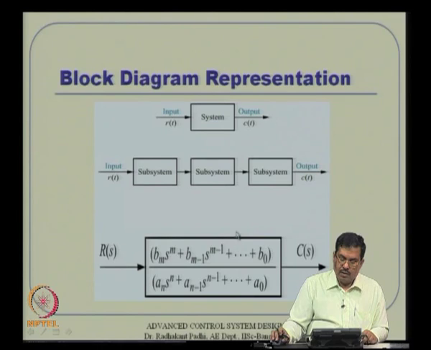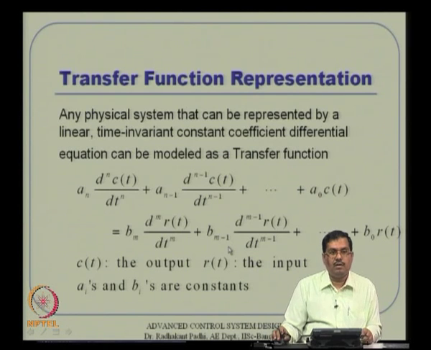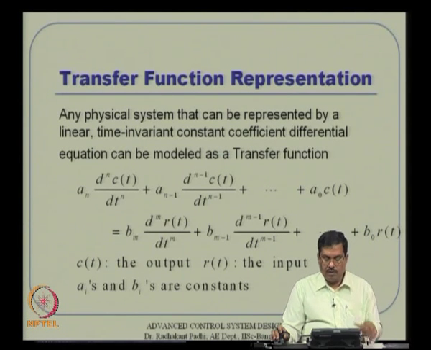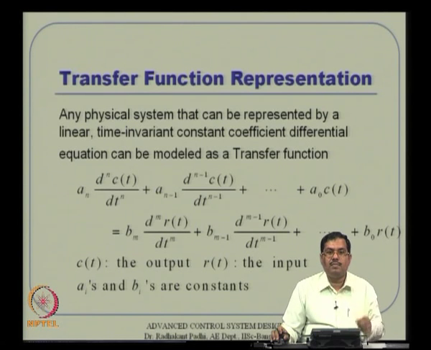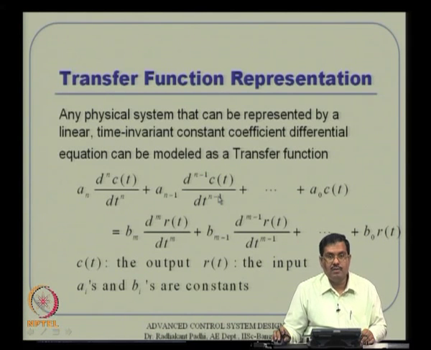How do we get that? Any physical system, we all know, can be represented by some sort of differential equation. However, we are assuming that the system is a linear, time invariant, constant coefficient differential equation. That means the coefficients are all time invariant. They don't change in time. That's why, when you see this transfer function, Laplace transform and all that, we implicitly mean a single input, single output, time invariant system. The order can be high or low, but essentially it is a linear, time invariant, single input, single output system.